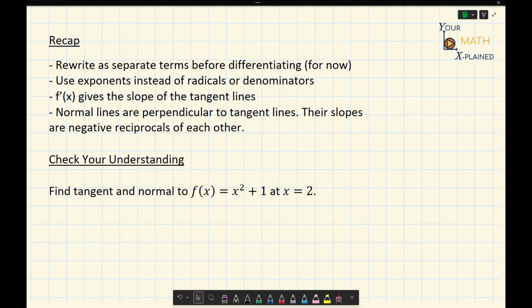And now it is your turn to give this a try. Can you find the equation of the tangent line and the normal line to f of x at x is equal to 2? Make sure to leave your answer in the comments below and let us know what other calculus topics you'd like to see in the future.